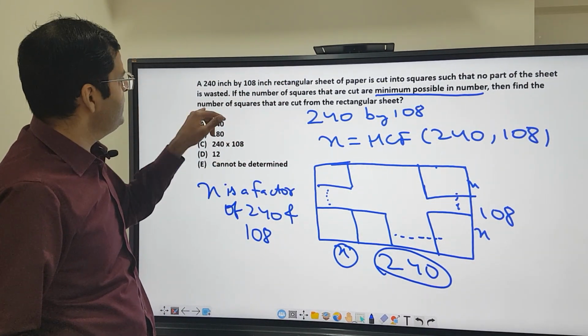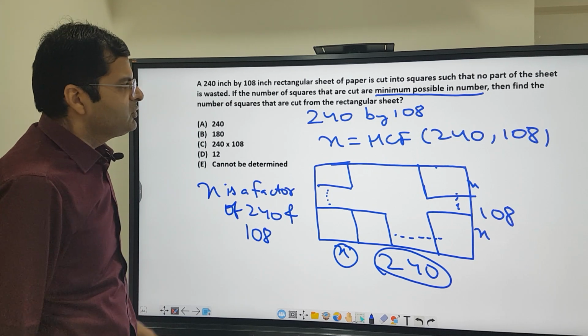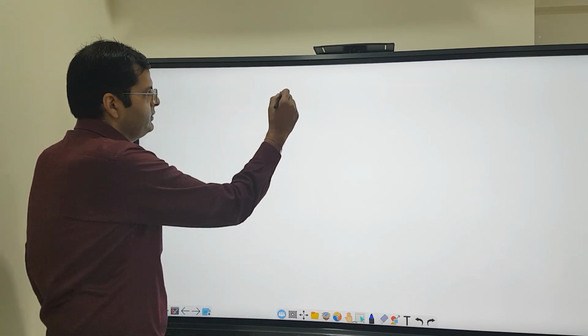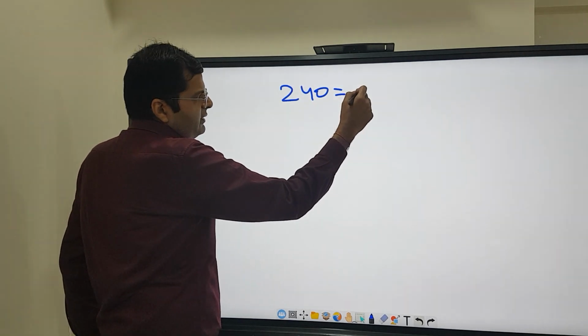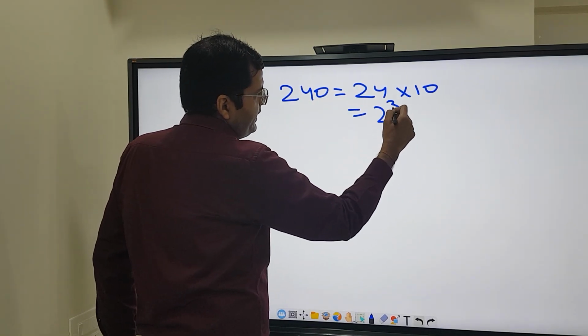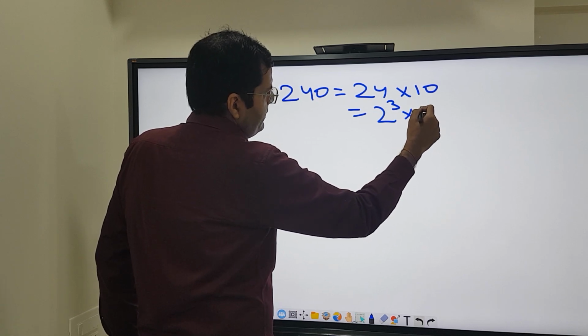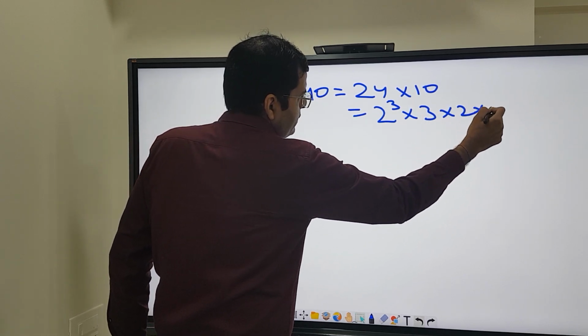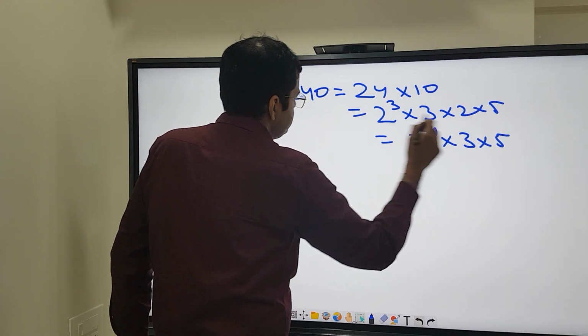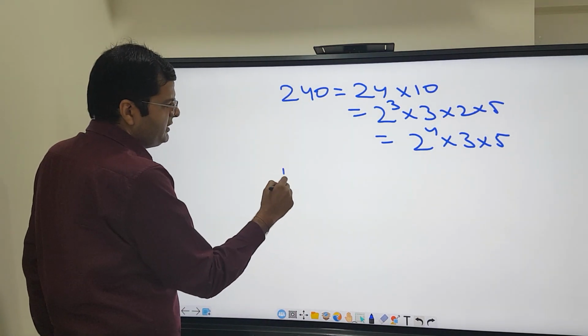What do we have to find? The number of squares. So the HCF of 240 and 108, we'll calculate that out. 240 is 24 into 10. 24 is 8 into 3, and 10 is 2 into 5. So this is 2 raised to 4 into 3 into 5. This is 240's prime factorization.